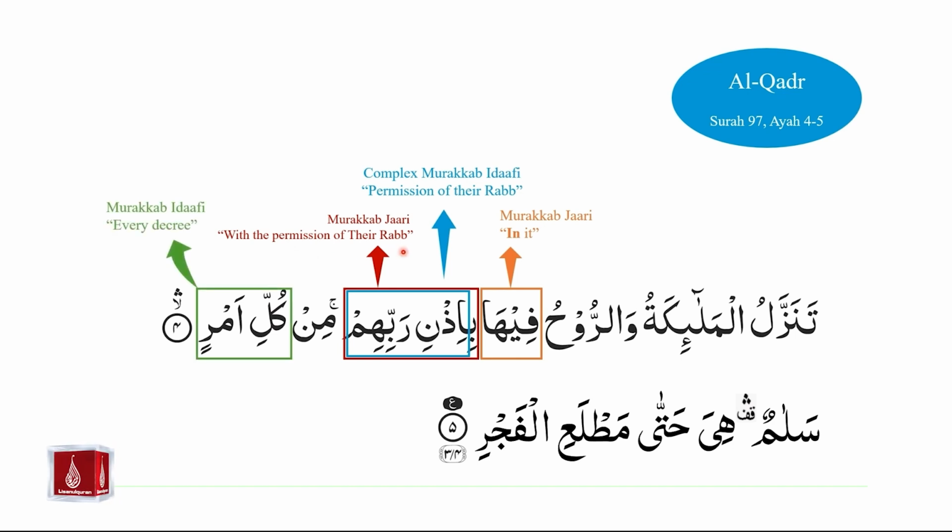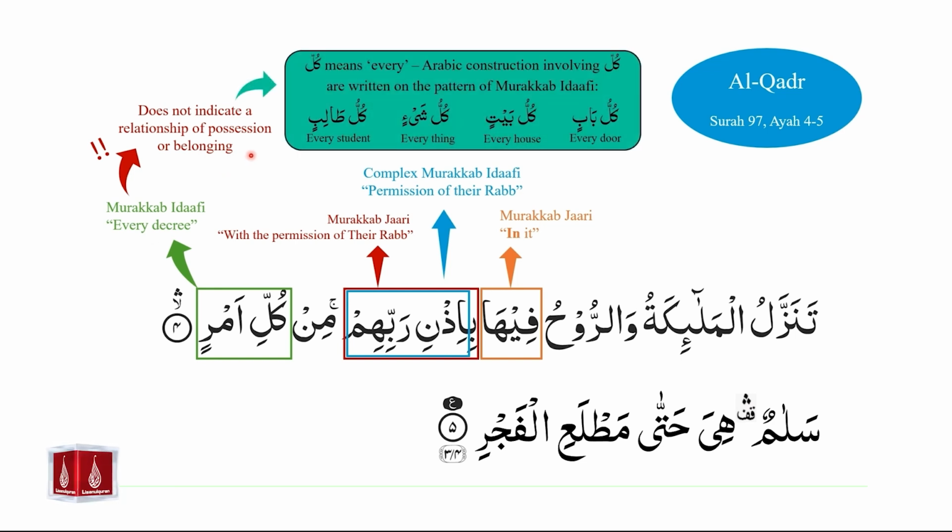Next we have kulli amrin. Kulli amrin is a murakkab izafi. It can be translated to every decree. Kulli meets criteria for mudaf. There is no al, there is no tanween. And amrin meets criteria for mudaf ilayh. If we pay attention to the translation of kulli amrin, every decree does not indicate a relationship of possession or belonging.